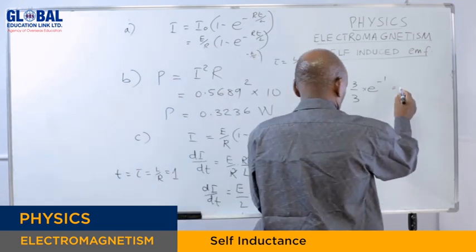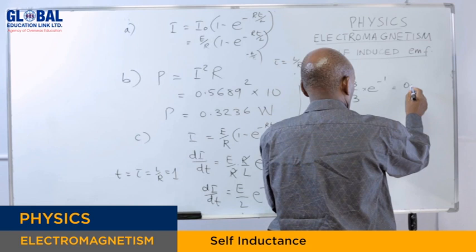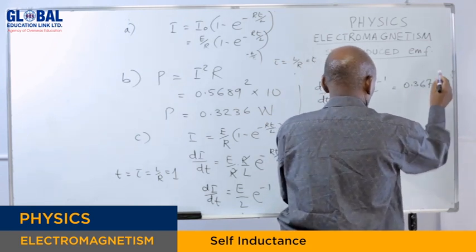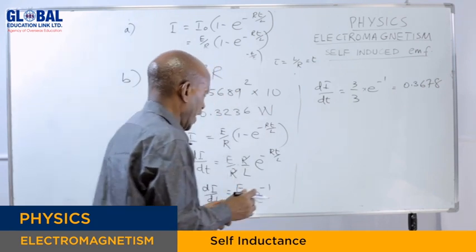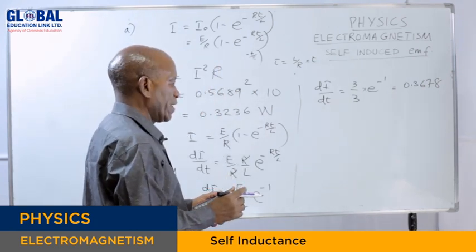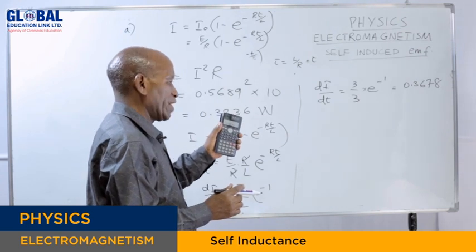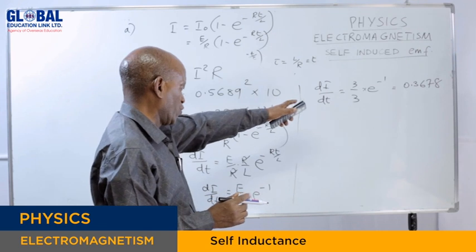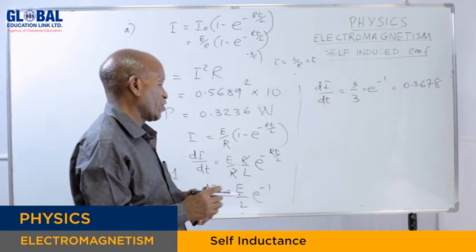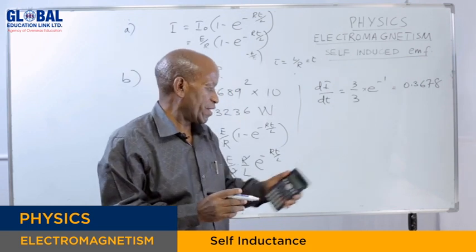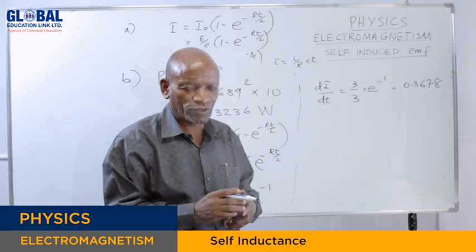So we are going to get 0.3678. This is di/dt. Having obtained the rate of change of the current, this will help us to obtain our last question.